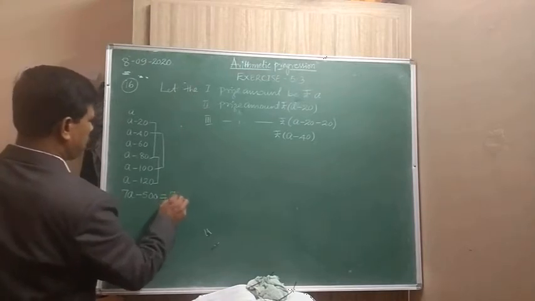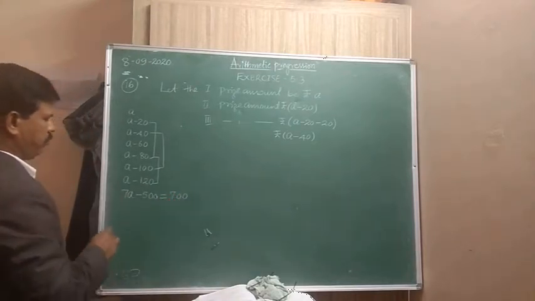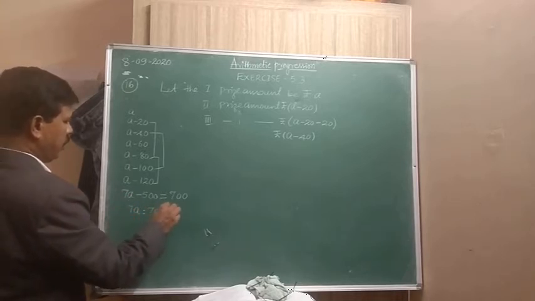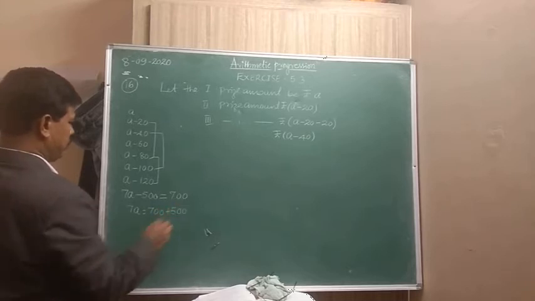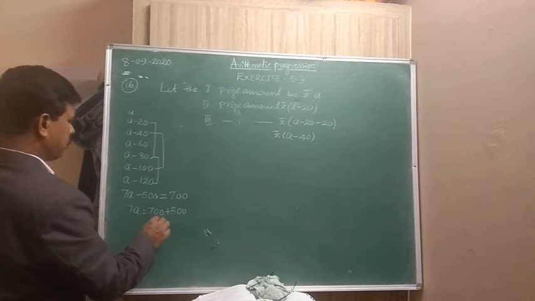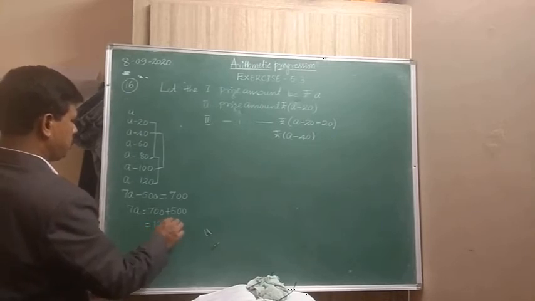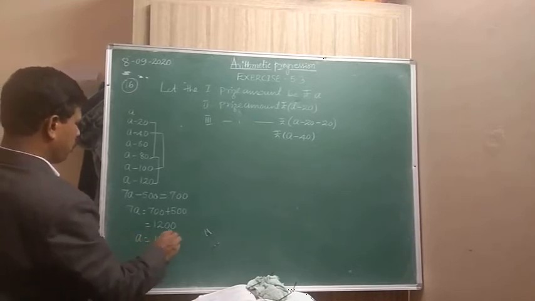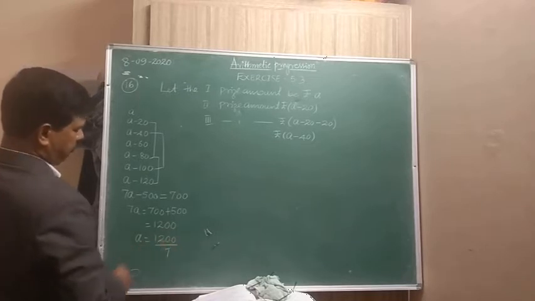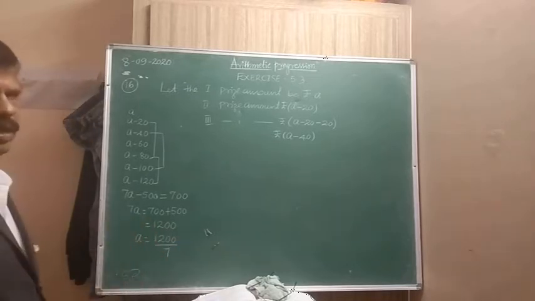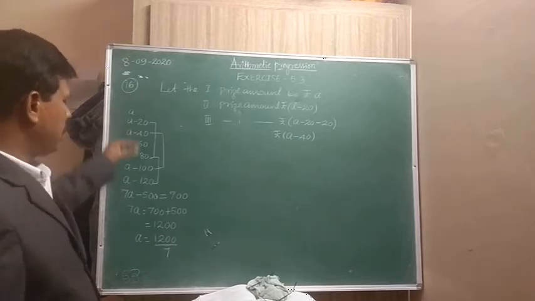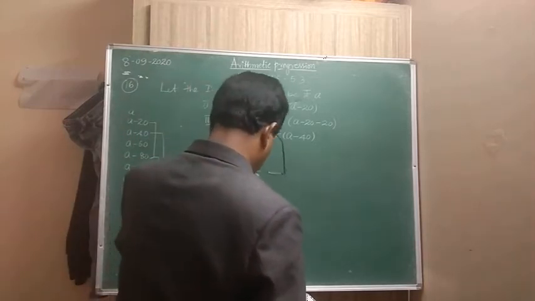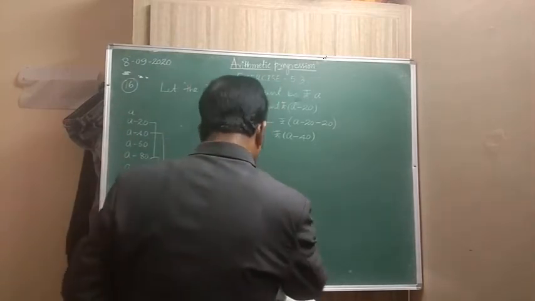Okay. So look at this. 700. Then 7A is equal to 700 plus 500, that is 1200. Then A is equal to 1200 by 7. But we are not getting the division. So if you are doing like this, we will get the wrong answer. Clear?